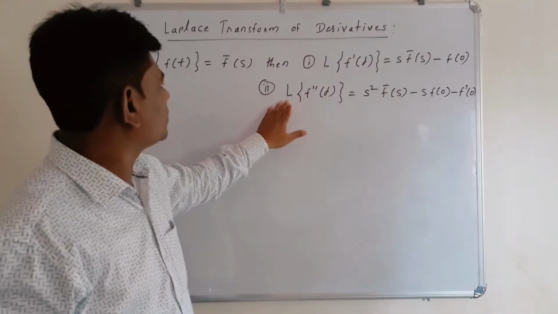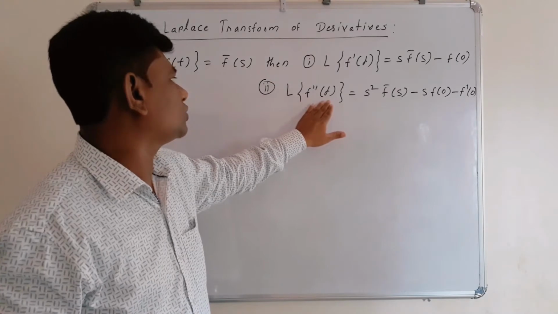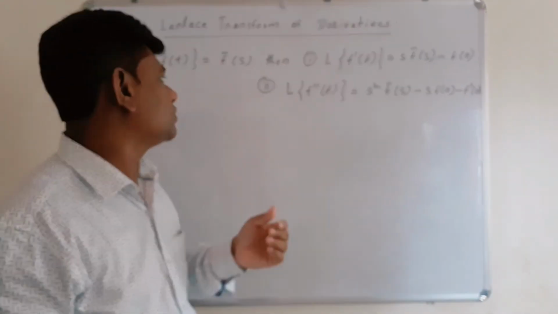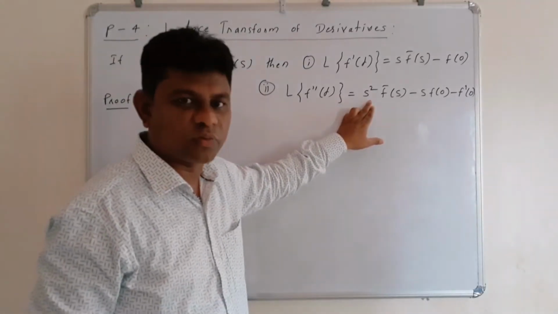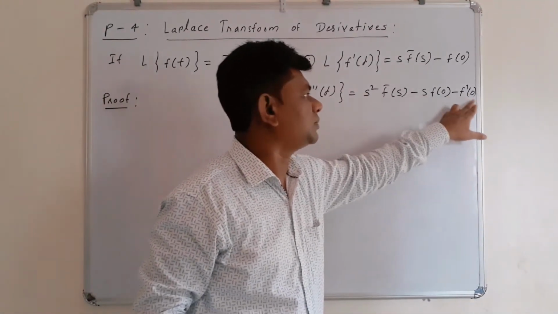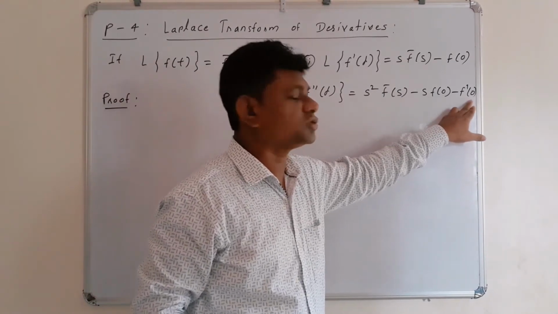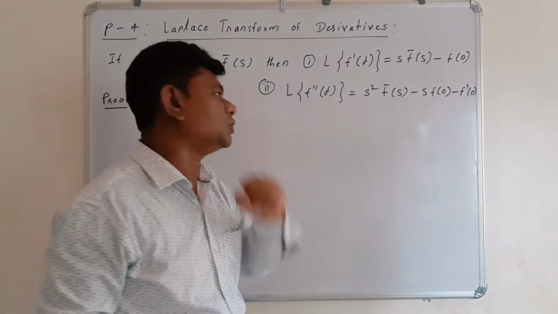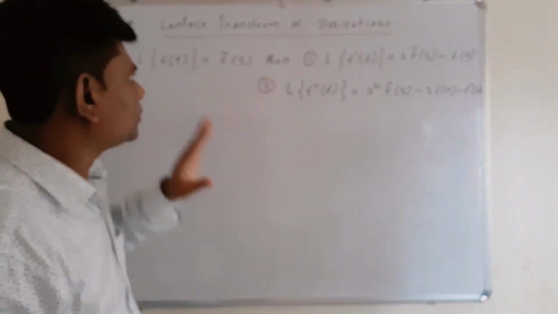And number 2, Laplace transform of f''(t), where double dash denotes the second order derivative of f(t), is equal to s squared times f bar(s) minus s times f(0) minus f'(0). That is, f'(0) is the value of the derivative of f(t) at t equal to 0. Now, its proof.